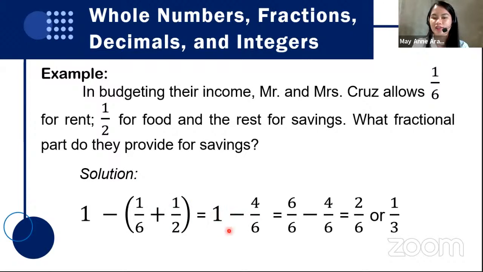Then just subtract. To make the computation easier, you can express 1 as 6 over 6. So you have like fractions. So 6 minus 4 is 2. Then 6, just copy the denominator. So 2 over 6. This can be simplified. These numbers are both divisible by 2. So 2 divided by 2 is 1. 6 divided by 2 is 3. So we have 1/3. So this is the fractional part they provide for savings.